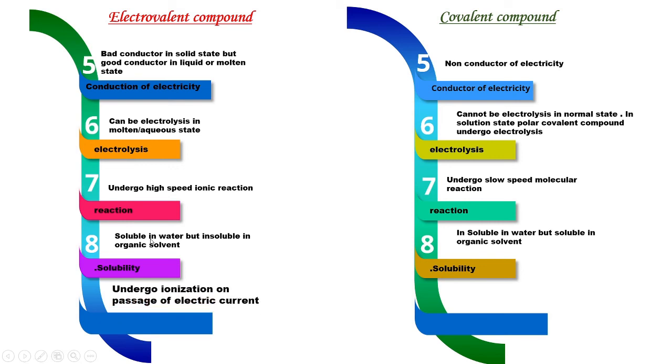Last point is the dissociation. Electrovalent compound undergo electrolytic dissociation on passage of electricity. The process involves separation of ions already present in ionic compounds. As you know, in electrovalent compound, they already have ions. So just on passage of electricity, the ions will get separated. You just need to ionize the compound.